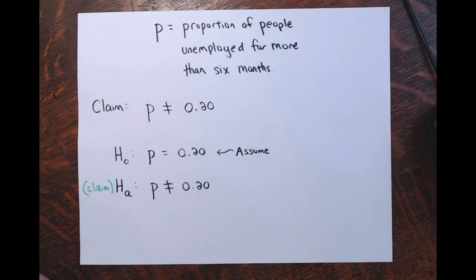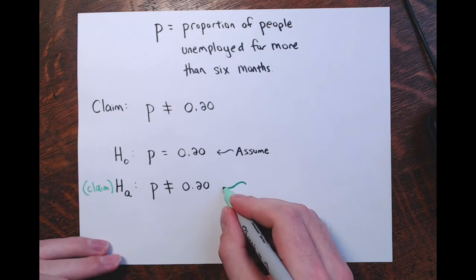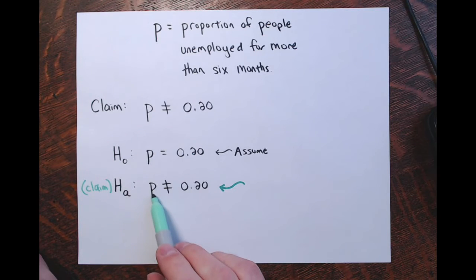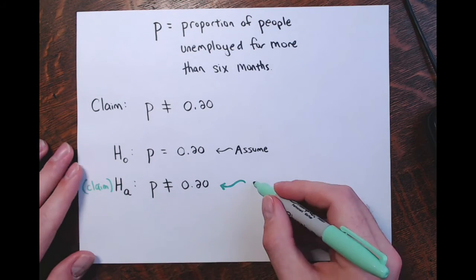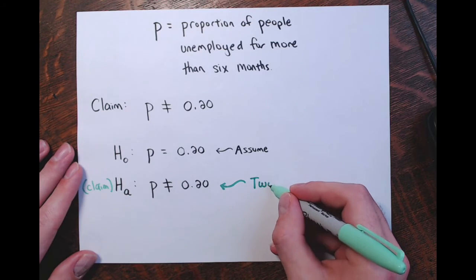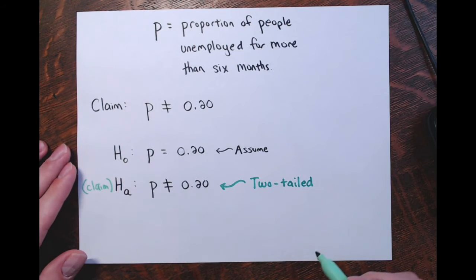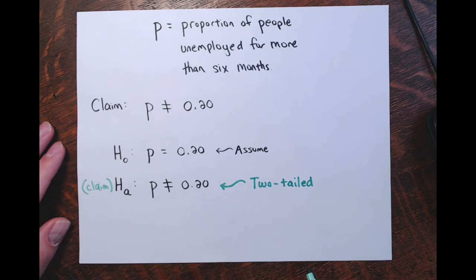And then one more thing we can tell from this. Remember, how the alternative hypothesis looks tells you what kind of test you have: right-tailed, left-tailed, or two-tailed. If the parameter is not equal to some value, then you're dealing with a two-tailed test. And if you have a two-tailed test, that means you're going to have two critical values.